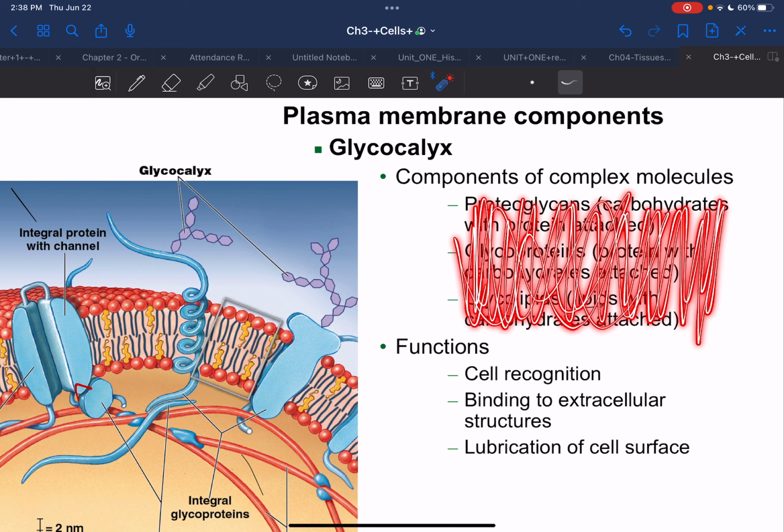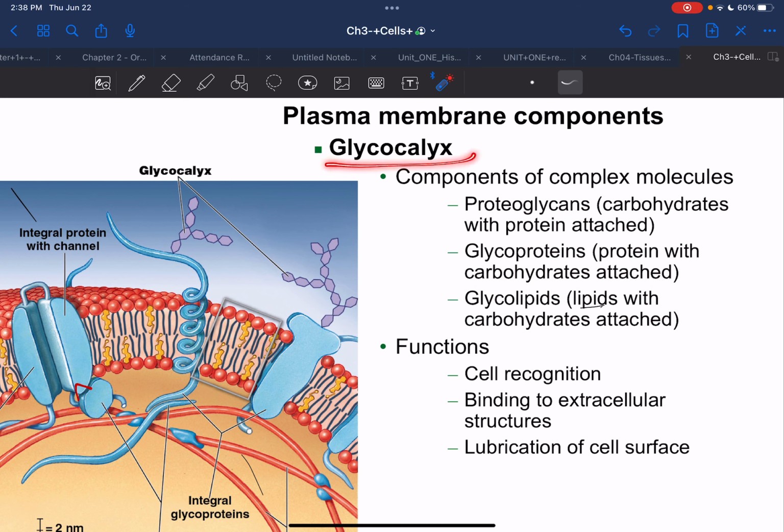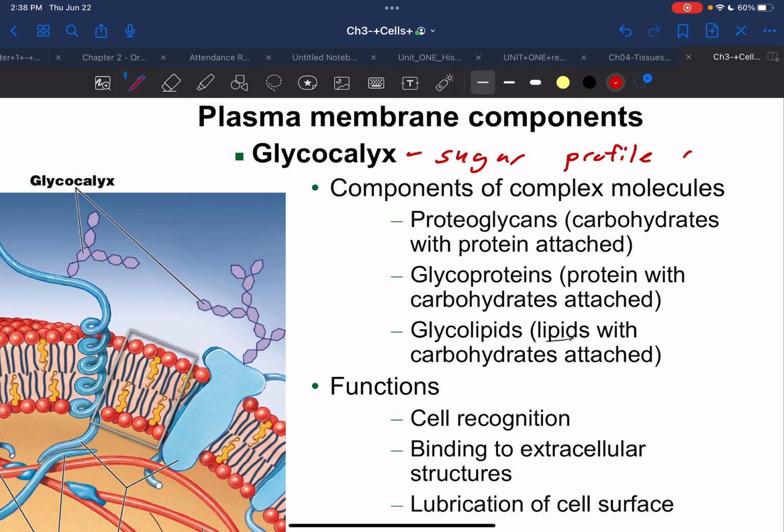Yes, get rid of all of this. You don't need this. All you need to know is that the glycocalyx is a sugar profile on the surface of cells.